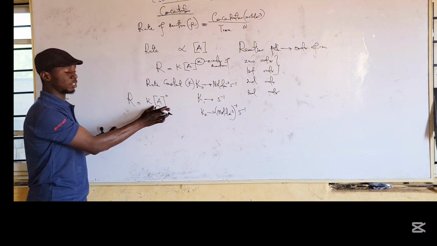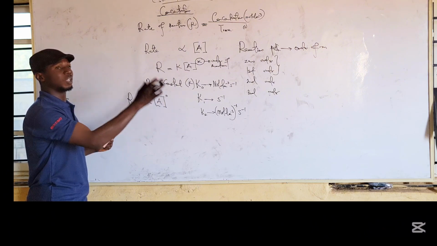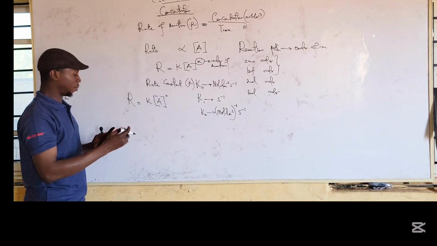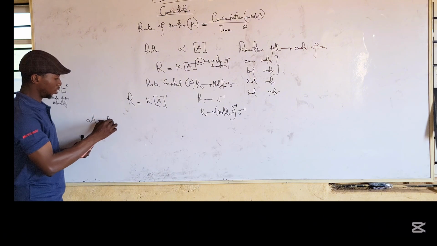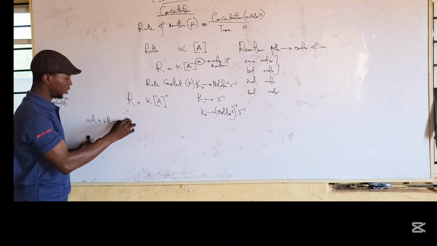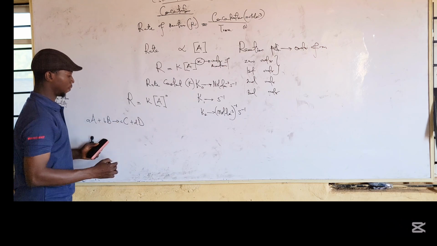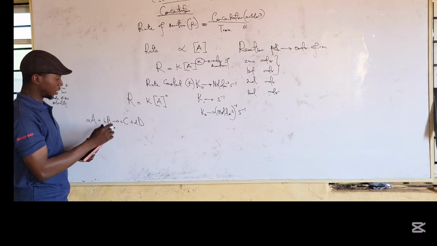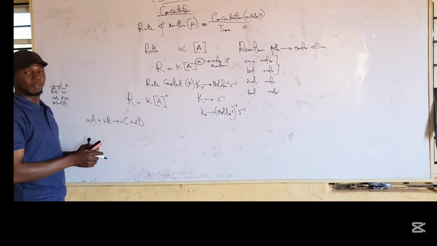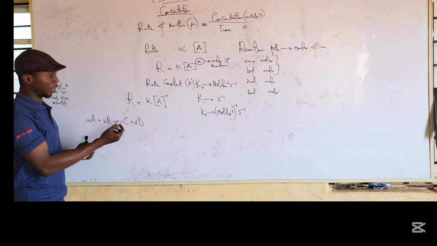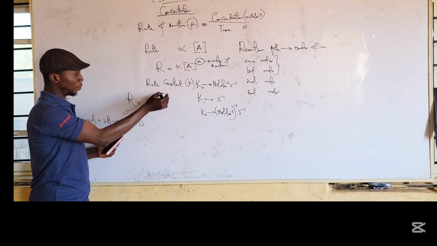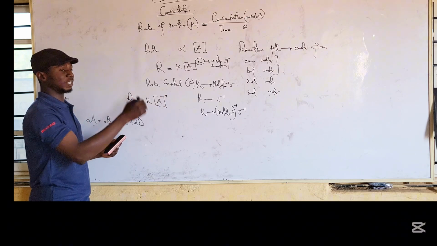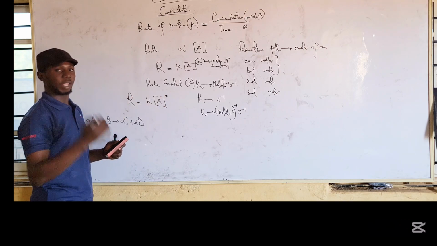Whatever reaction in which A is existing, let me rewrite the equation normally. We have aA plus bB to give cC plus dD. Now, in this reaction, it shows that reactant A is zero order, just reactant A, because we have R equals K[A] raised to power 0. The power of your concentration is what we call order of reaction.